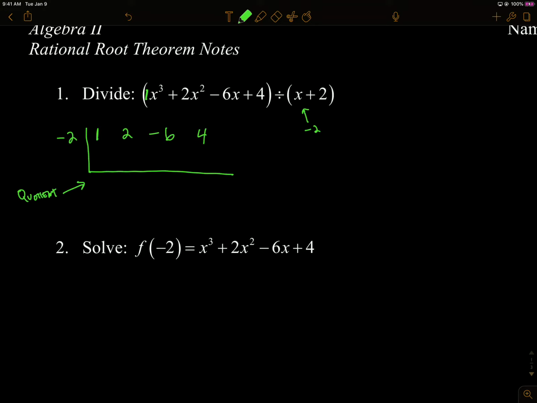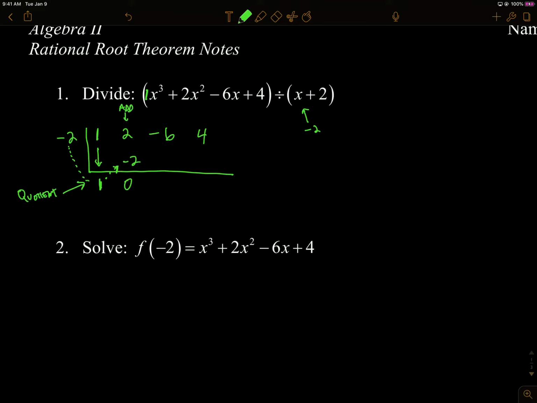4. Synthetic division says the first one drops down, and then what I do is I multiply the -2 times the 1, and that's what gives me this number here. So -2 times 1 is -2. Now I add the column, so I get the next part of my quotient, which is 0.